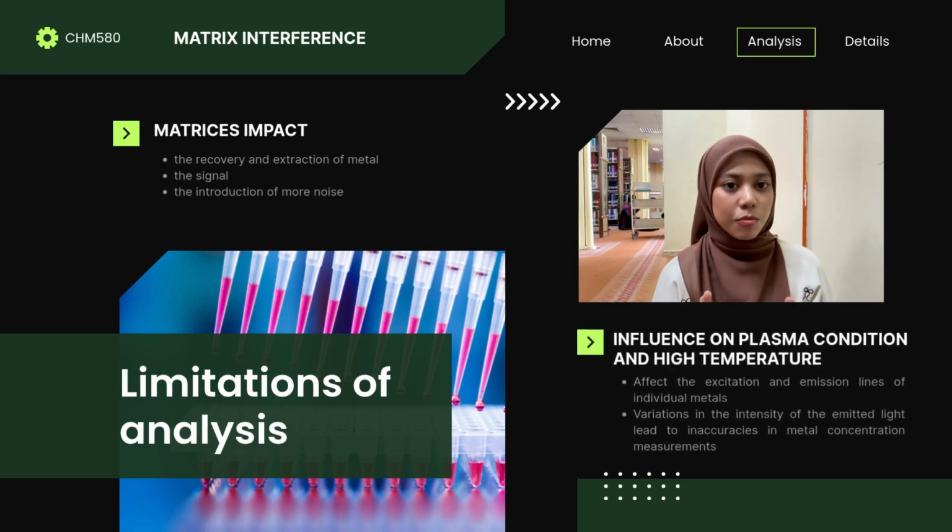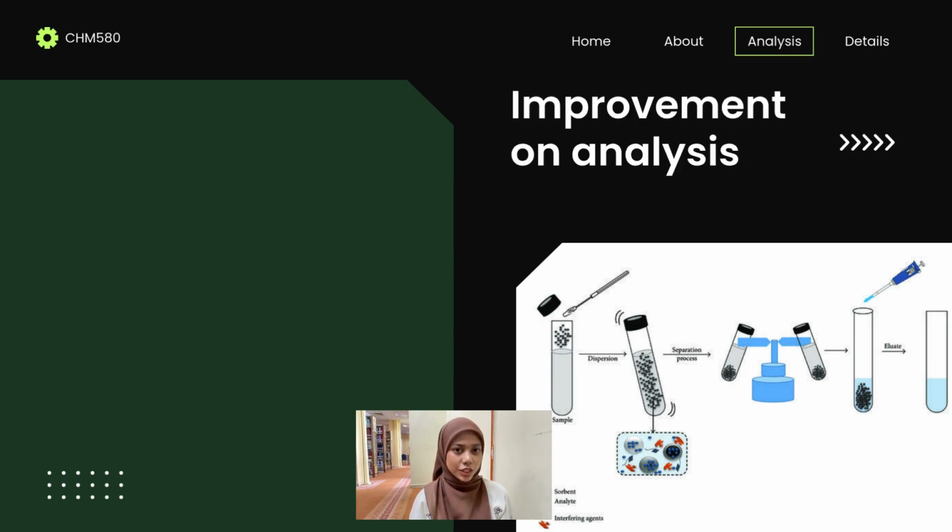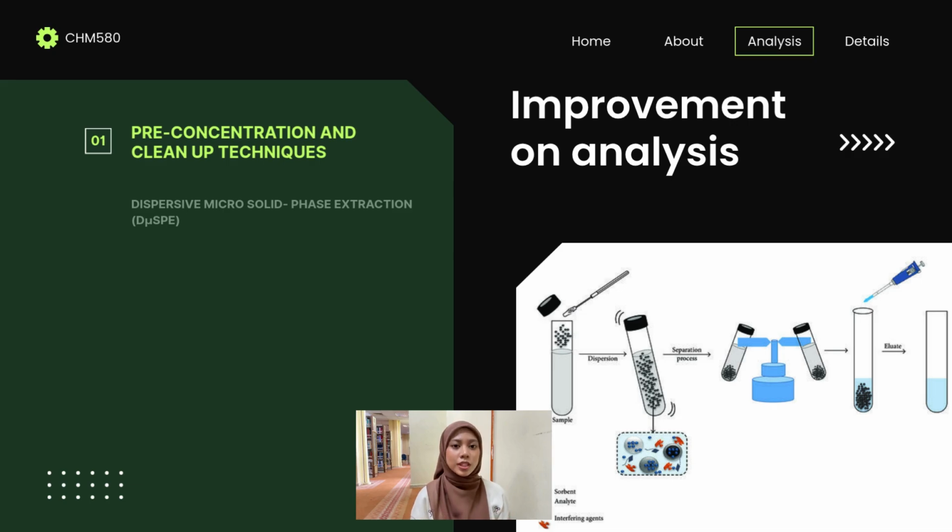Based on the influence of plasma condition and high temperature, the matrix can affect the excitation and emission line of the individual metals. This means it changes how metals behave in the plasma, which affects detection. There can also be variation in the intensity of the emitted light, which leads to inaccuracy in metal concentration measurement. To improve the limitation, a pre-concentration and clean-up technique using dispersive micro solid phase extraction needs to be done.